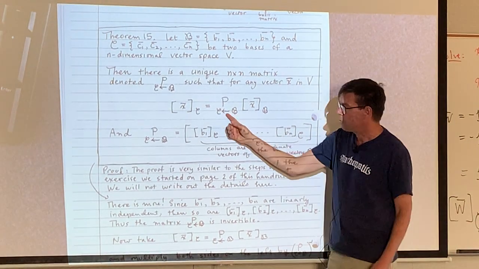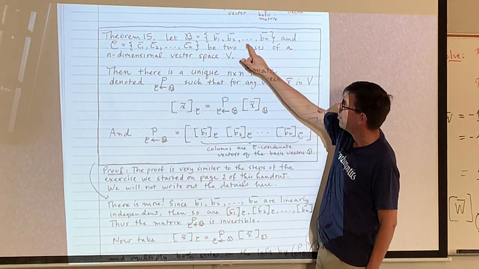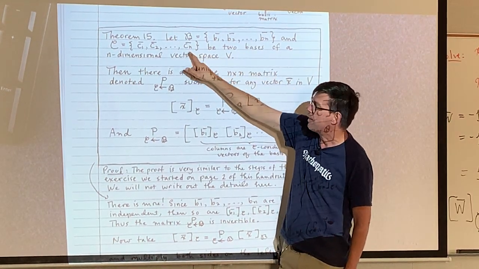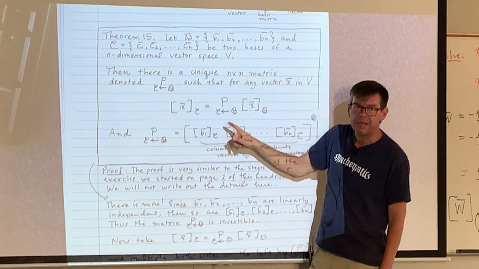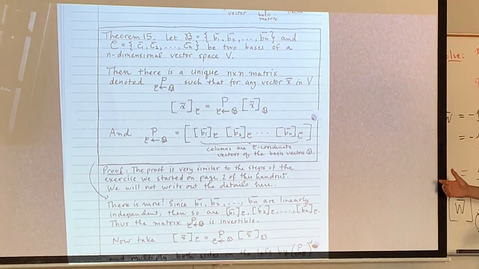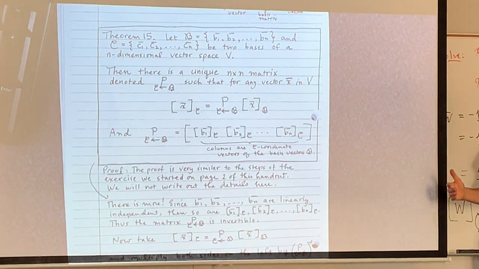And so if this is transforming a basis of n coordinates to a basis of n coordinates, this is always going to be an n by n matrix. So that P matrix is always square, n by n, where n is the dimension of the vector space.